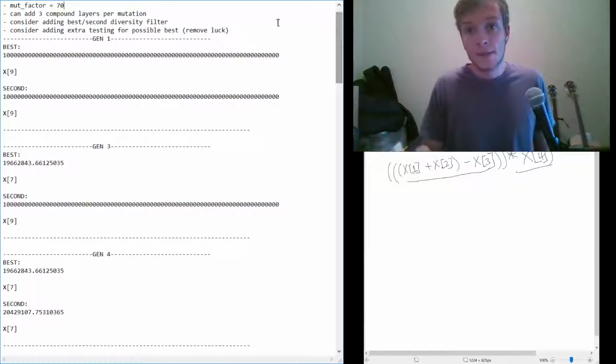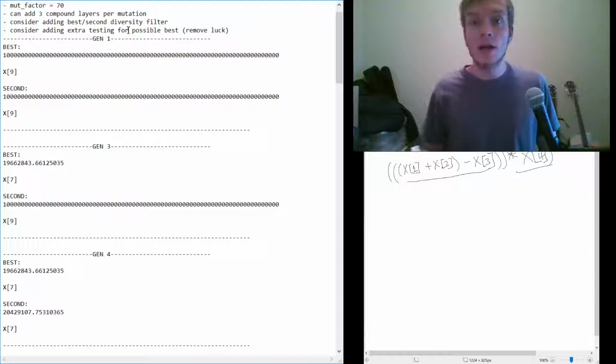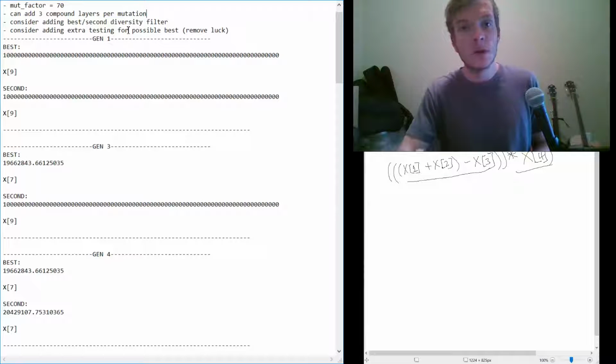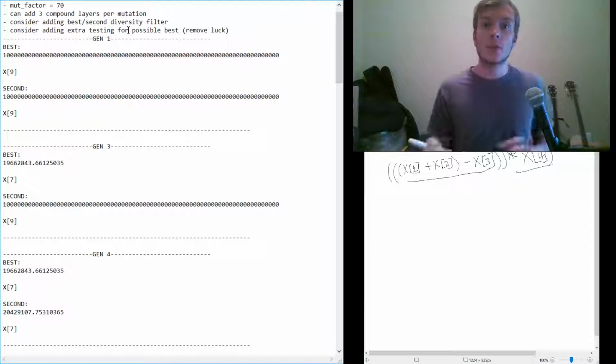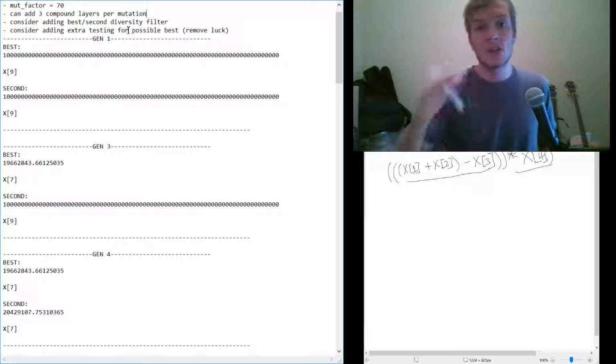Yeah, so this other note, I'll just get this out of the way. Actually, I'll talk about this one. The 3 compound layers per mutation means that, if you remember from the previous stream, I made it so that the AI did not have free reign on how long of an equation it could make. It could only add one layer onto the equation at a time. This was a good idea because it made the AI run faster and meticulously approach the convergent point, as opposed to flailing around and shooting in the dark with every infinite possibility.